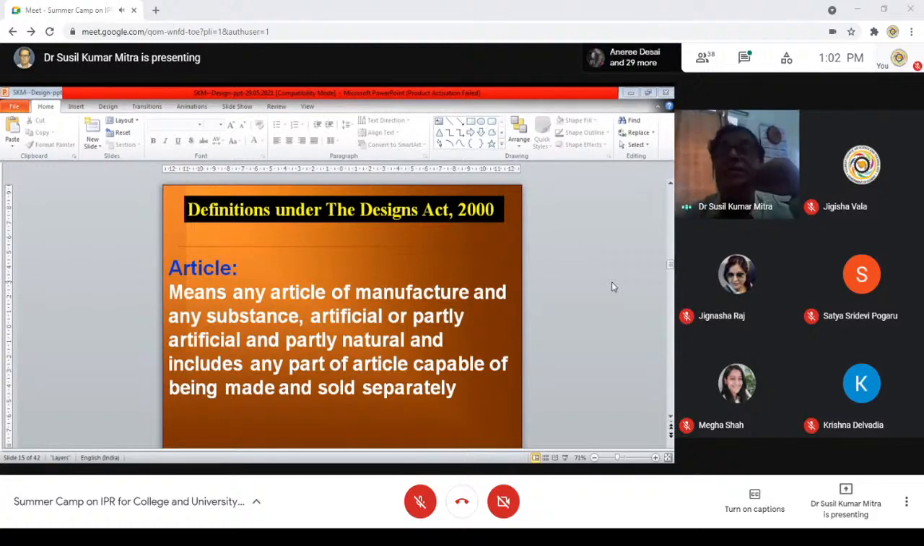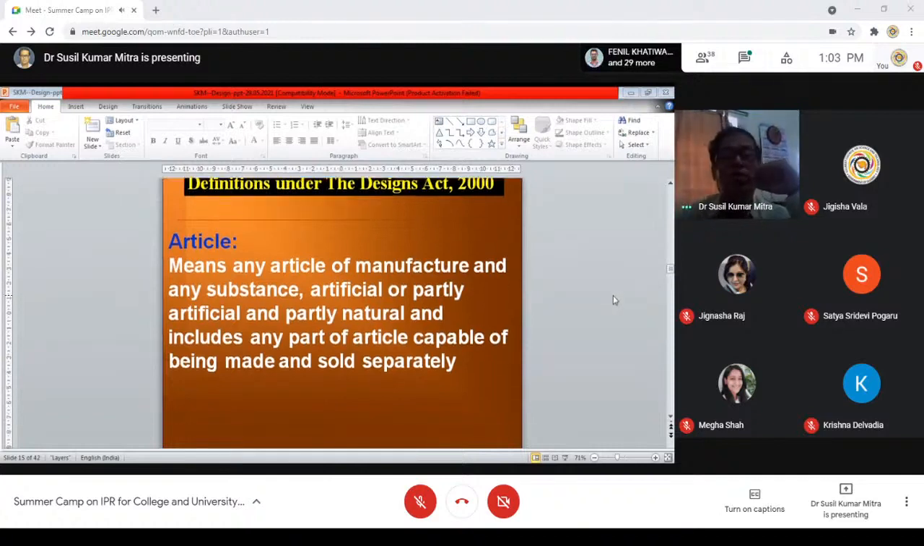So you have to understand that whatever is registered should be a complete product, or it can be a part of the product, but if it is made available to the market separately, manufactured separately and sold separately, then only it will be the subject matter. Otherwise, we will say that you combine it and claim the combined product only.